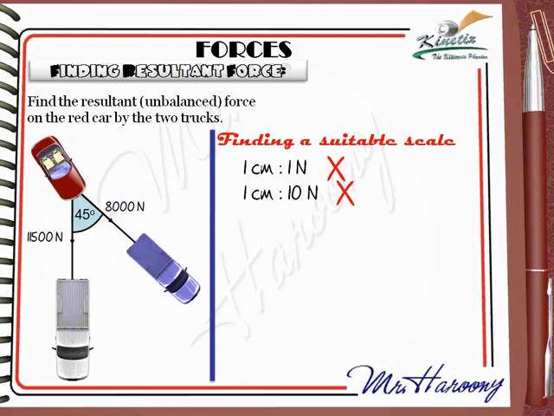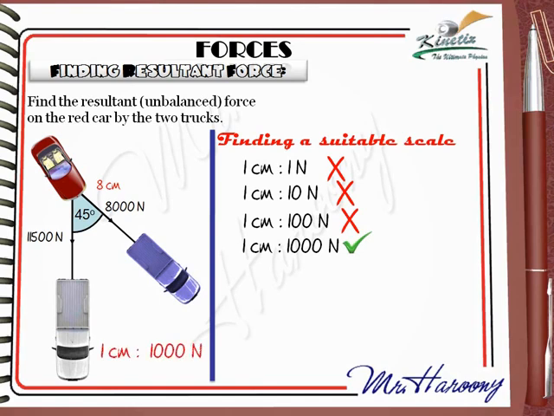The bigger scale is 1 centimeter to 100 newtons, and the same force will be an 80 centimeter line, which also is unsuitable. Choosing a scale of 1 centimeter to 1000 newtons will make the 8,000 newton a line of 8 centimeters long. This can be easily drawn on a normal paper. So our chosen scale will be 1 centimeter to 1000 newtons.